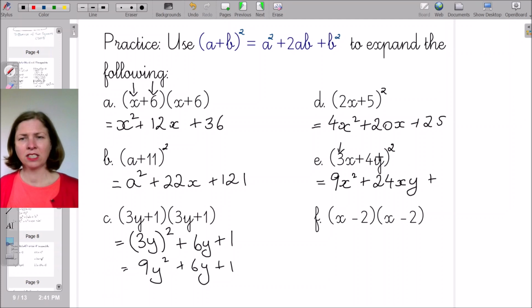And finally, I square the last term. That's going to give me 16y squared. Same deal. I had to square the 4 as well as squaring the y.